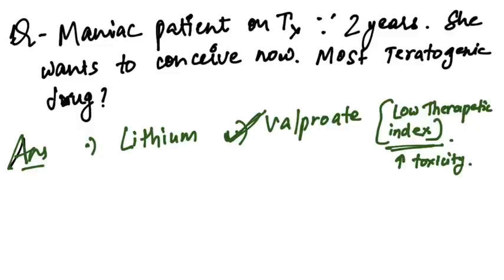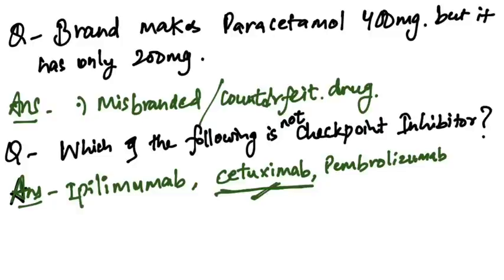First question: a manic patient on treatment for 2 years wants to conceive now. Which is the most teratogenic drug? The options were lithium and valproate, the most confusing ones. The answer is valproate because it has a low therapeutic index and high toxicity. This is the most teratogenic drug as compared to lithium.